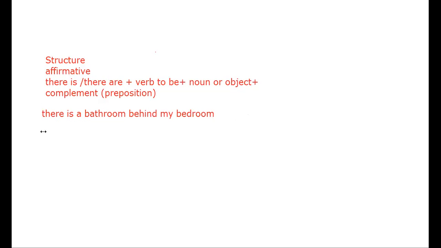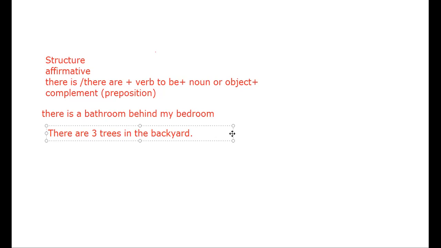Another example. There are three trees in the backyard. What is the meaning of backyard, guys? Patio trasero. Very good. Thank you, Salvador. Patio trasero. Great. So let's identify.